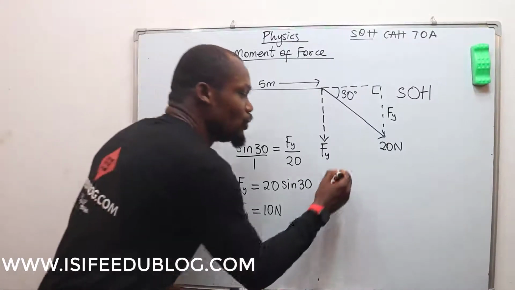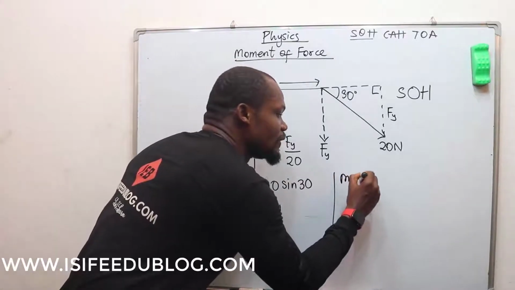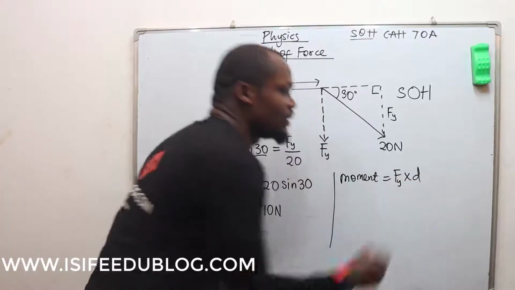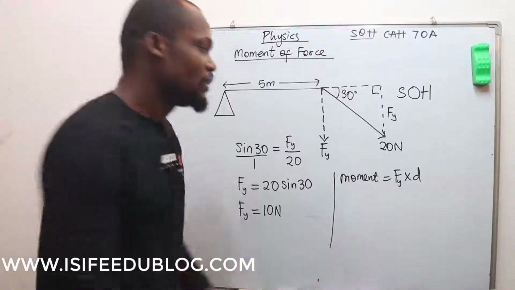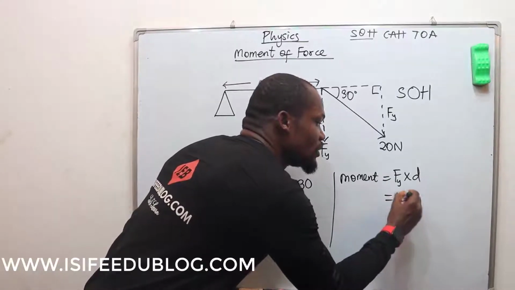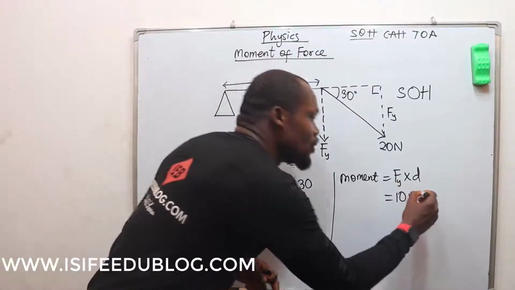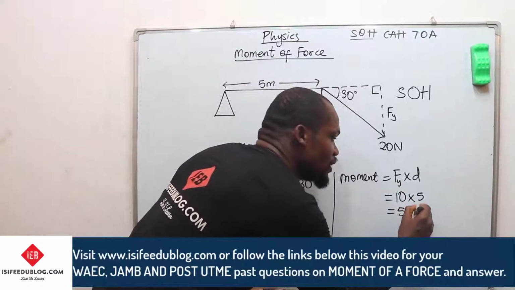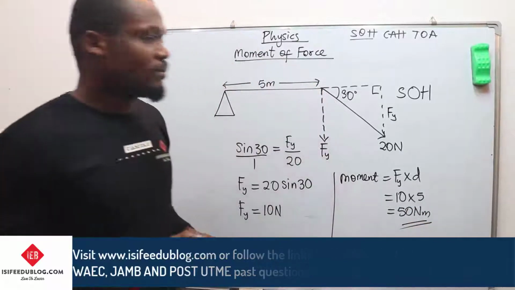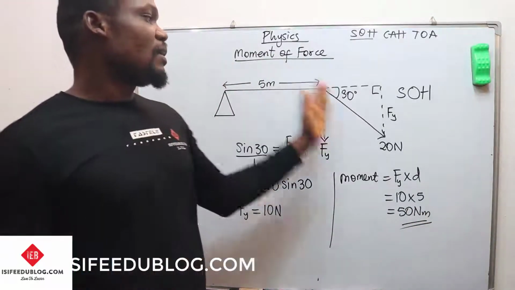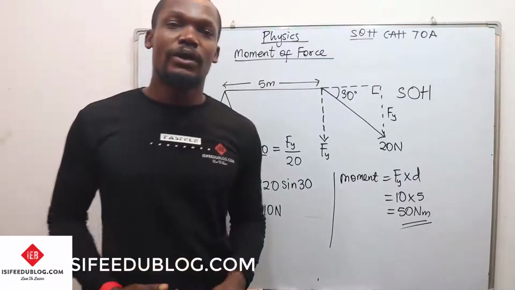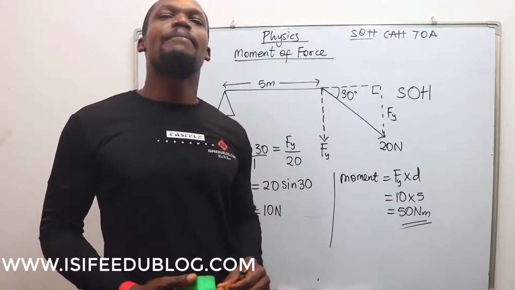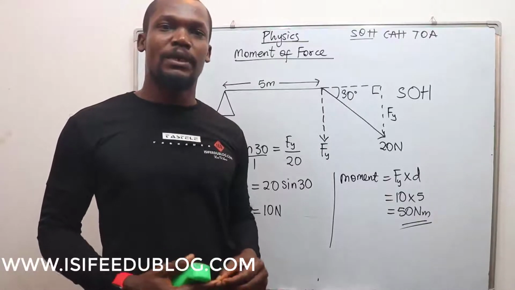We now start with what we know again, that moment is equal to force times distance. Hence, we are using the vertical component, which is going to give us 10 times the distance, which is 5. And the moment of this particular force is 50 Newton meter. That is when you are given a force inclined at an angle. Next thing we are going to talk about is the principle of moment, which is one of the important topics, one of the important subtopics in moment.